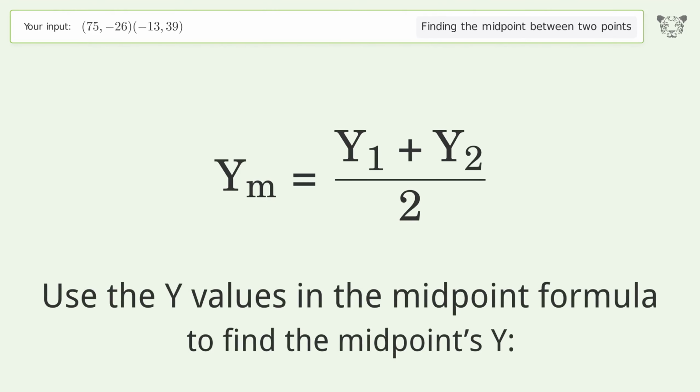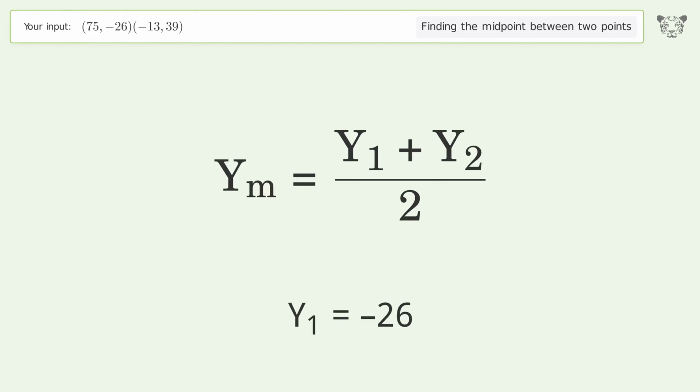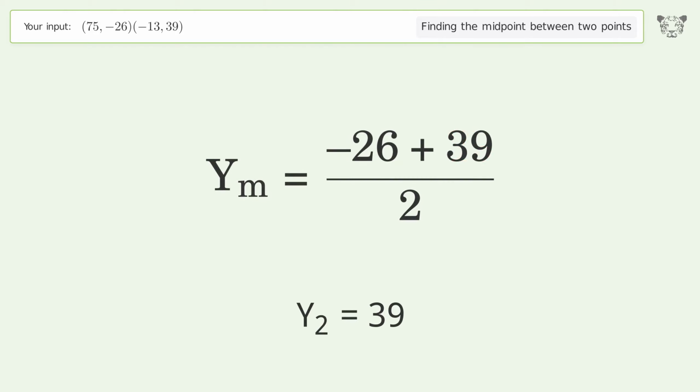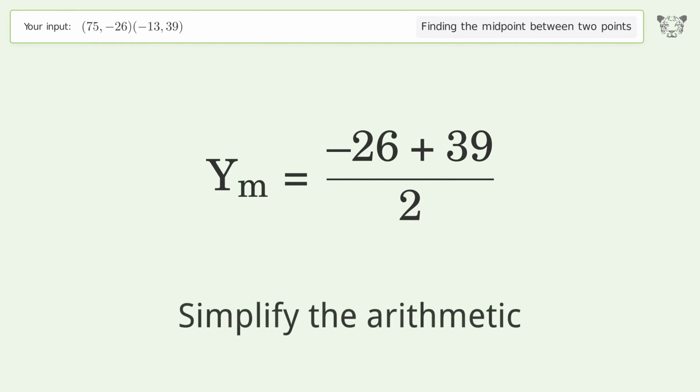Use the y values in the midpoint formula to find the midpoint's y. y1 equals -26. y2 equals 39. Simplify the arithmetic.